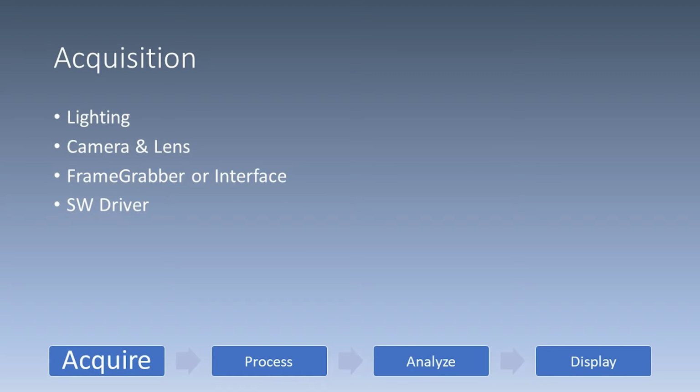Now, if you look on this list, you can see that I actually put lighting first. And I think lighting is actually the most important thing when you're doing image acquisition. You don't care about the object. You care about the light that's bouncing off that object or through that object. And that's really what you should be focusing on in your application.